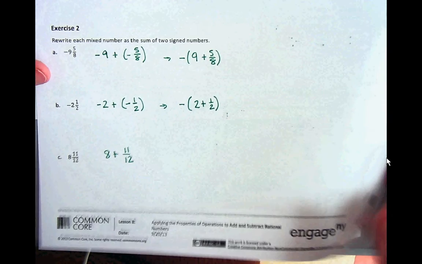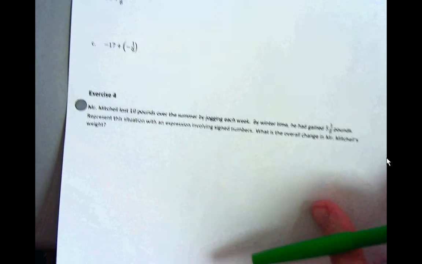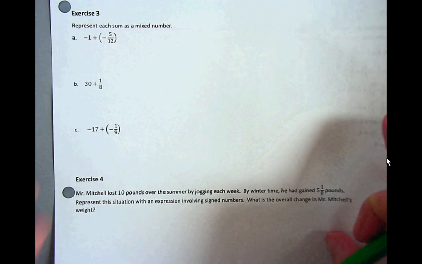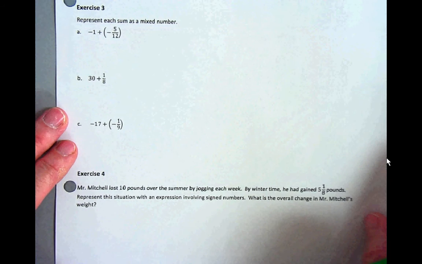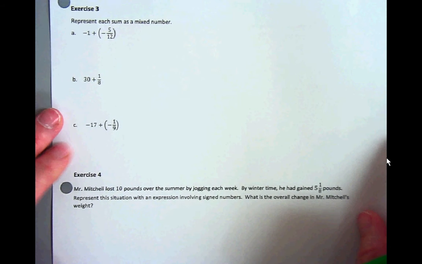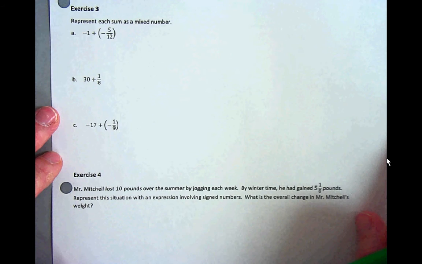All right, on the next page, exercise 3. What you're going to do, again, is stop the video and represent each sum as a mixed number. So we're just going to reverse the process. Once you are done with these 3, go ahead and start up the video and see if you got it right.